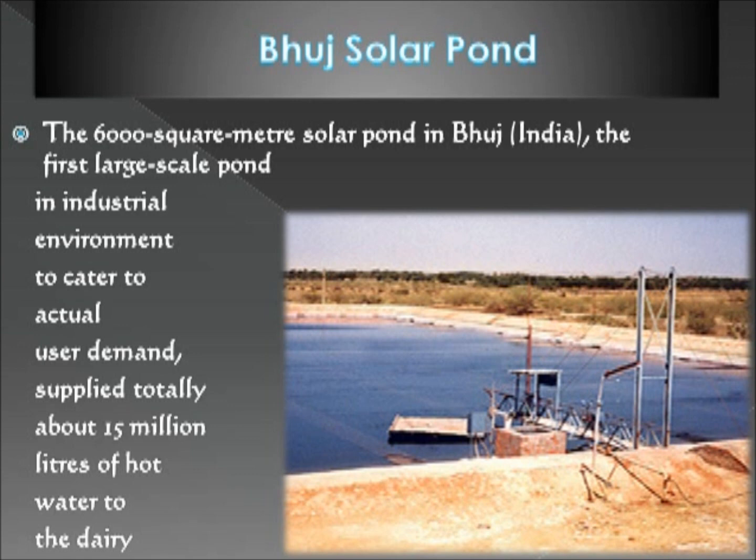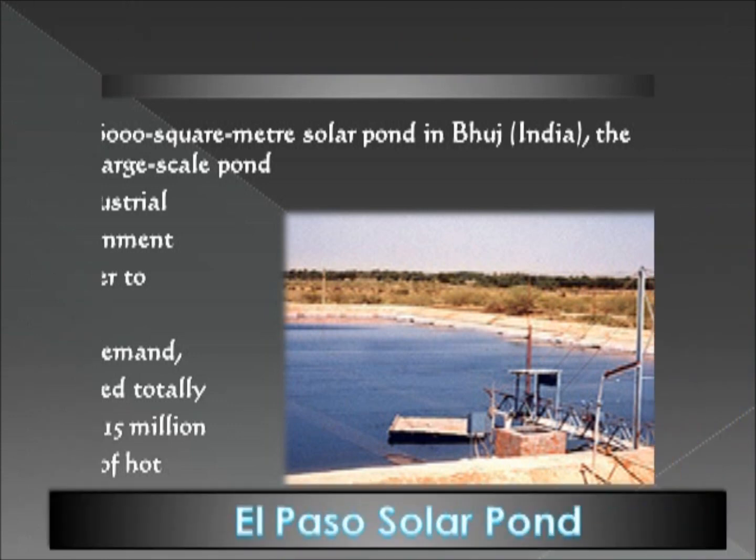Now Bhuj solar pond, another view of a pond which is located in India. That is the Bhuj Solar Pond. It has an area of 6,000 square meters. It was actually the first largest-scale pond in an industrial environment to cater to actual user demand, supplying a total of about 15 million liters of hot water to the dairy, and it is also a source of fresh water.